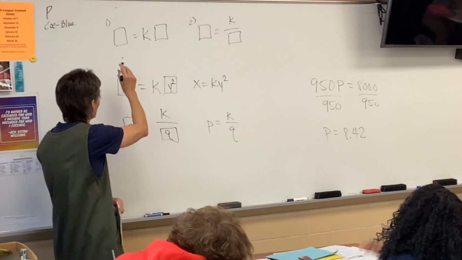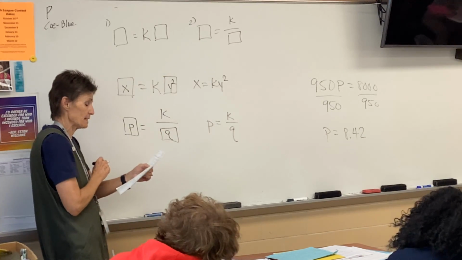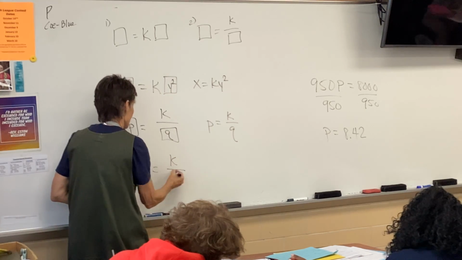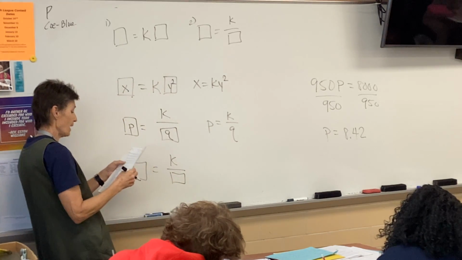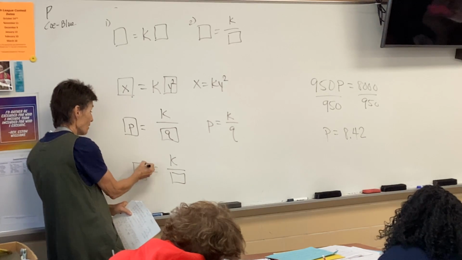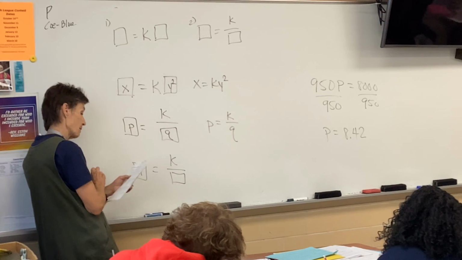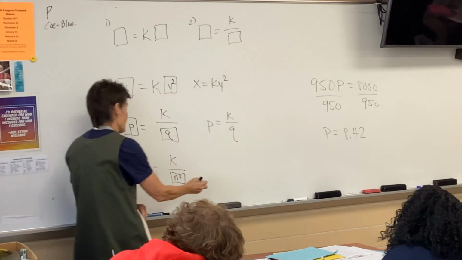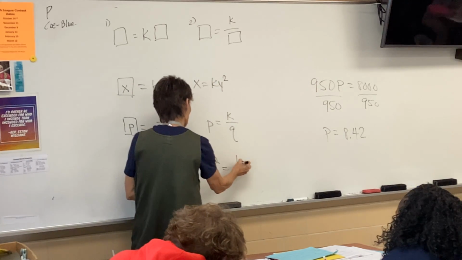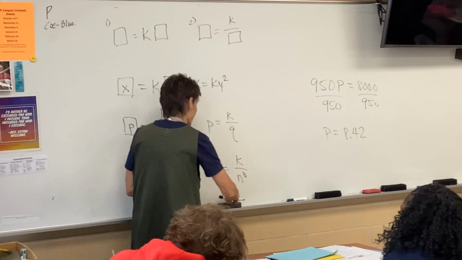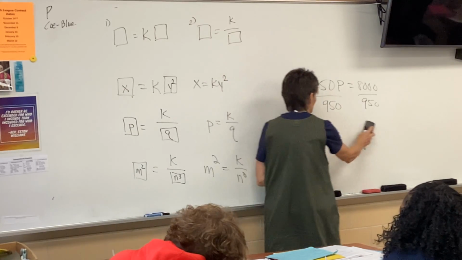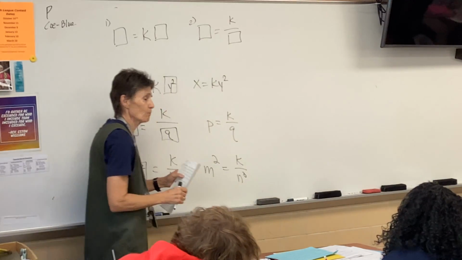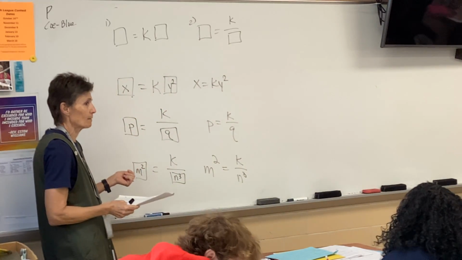Which one? 1 or 2 for number C? 2 again. So this is going to be my setup. And what have I got? M squared varies inversely as N cubed. So I have M squared equals K over N cubed. It doesn't matter what those things are, so don't get freaked out because it's cubed or something. It doesn't matter.